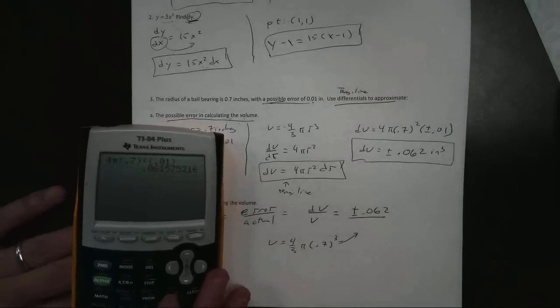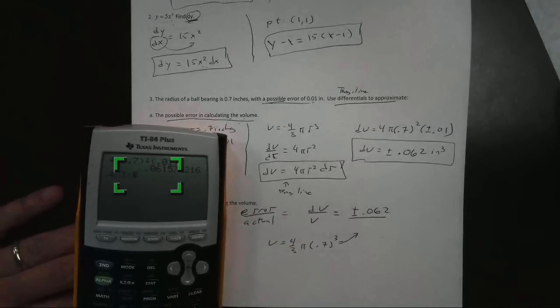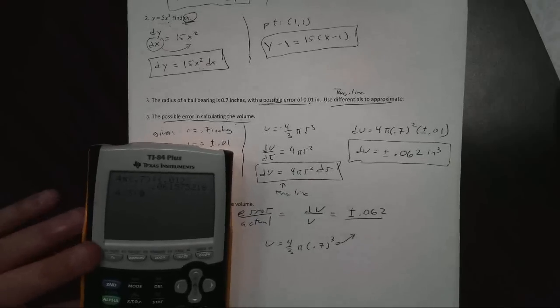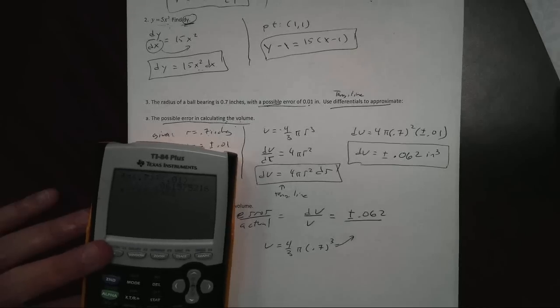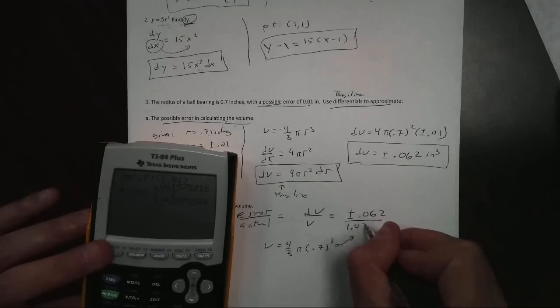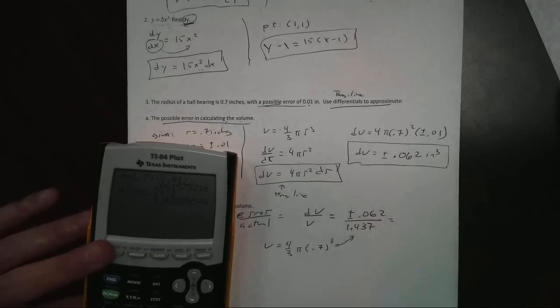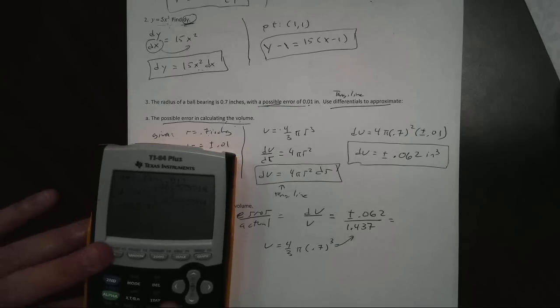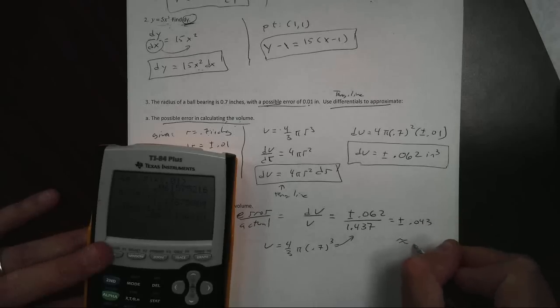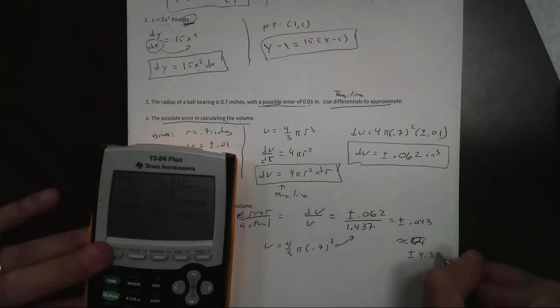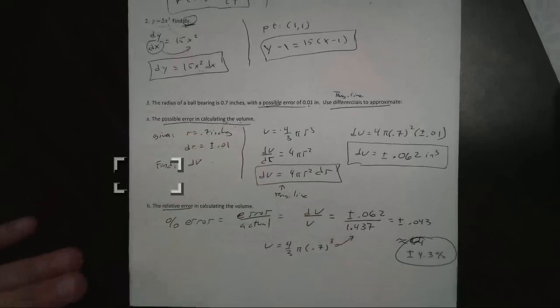And if I just type all that in, 4/3 times pi times 0.7 to the third, I get 1.437. And I just divide that. 0.062 divided by 1.437, hit enter, and I get plus or minus 0.043, or about plus or minus 4.3%. And there is our error there.